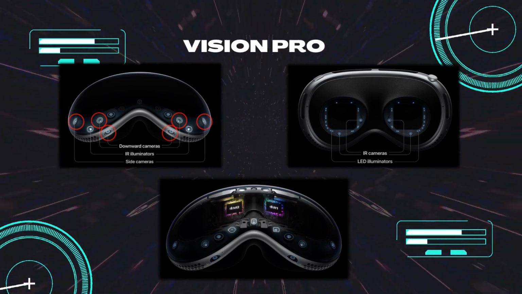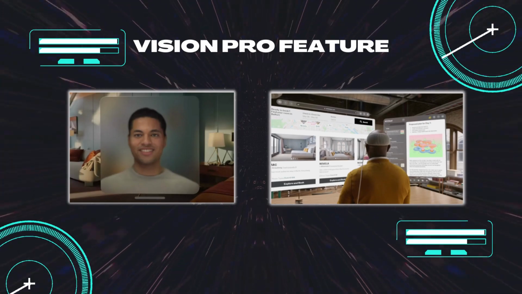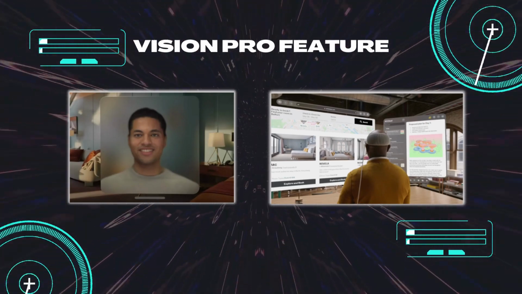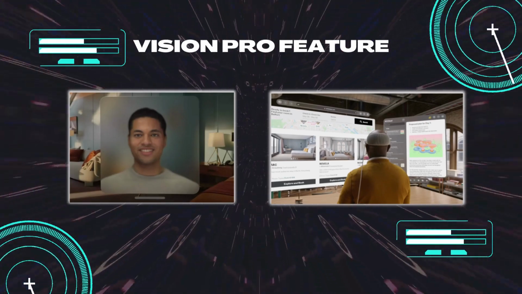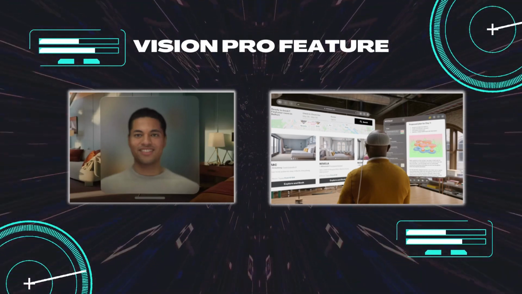Last, Vision Pro has some cool new features. In its first version, you can do things like 3D meetings with virtual people and see digital things in the real world. These features make AR even more fun and real.